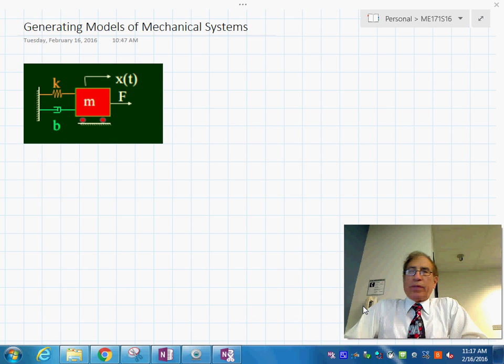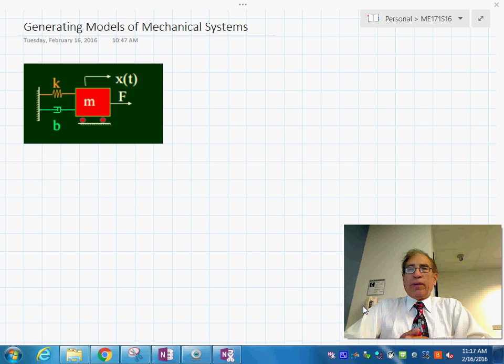Today we're going to see this topic that you see on the screen right now, generating models of mechanical systems. The idea is we have a little system in there and we need to find a systematic way of generating the bond graph model of the system.